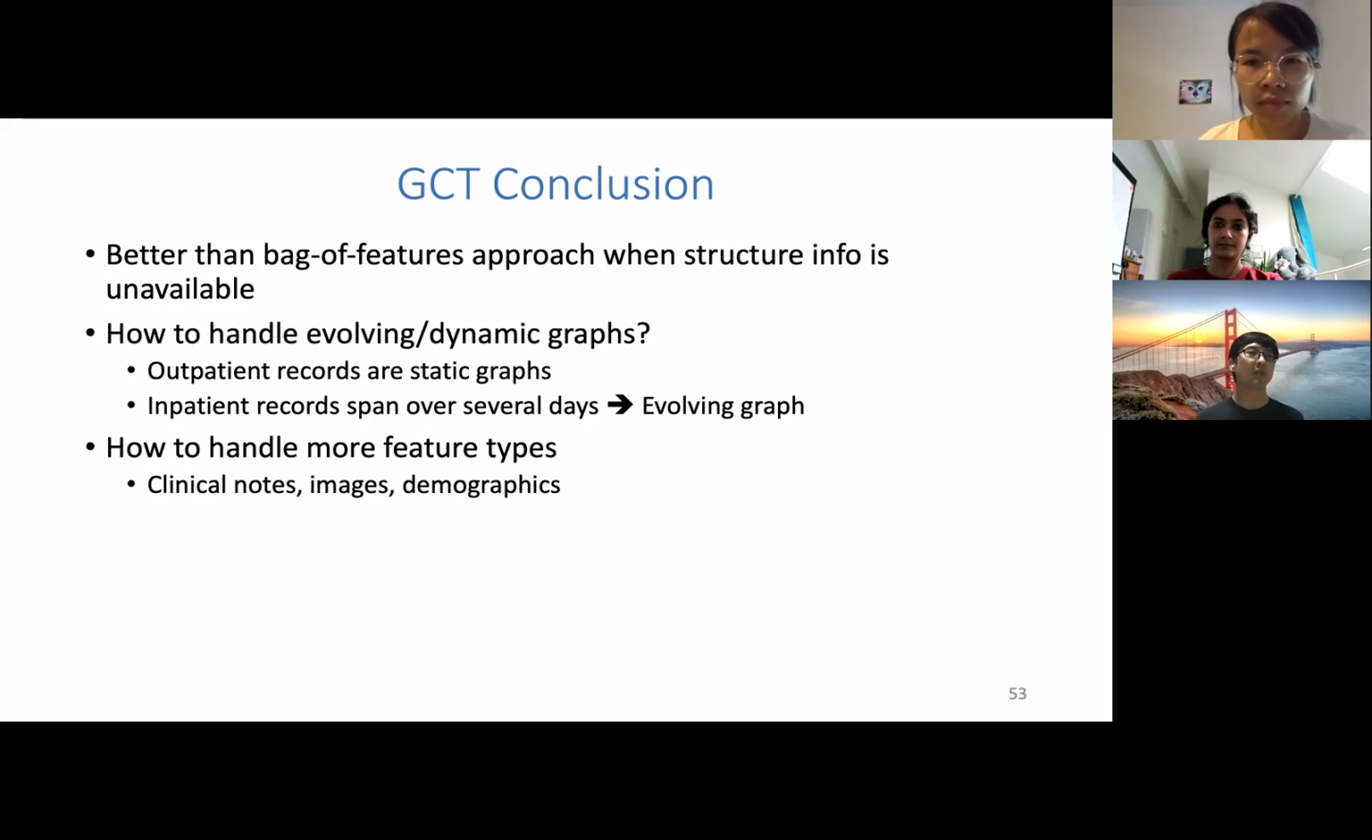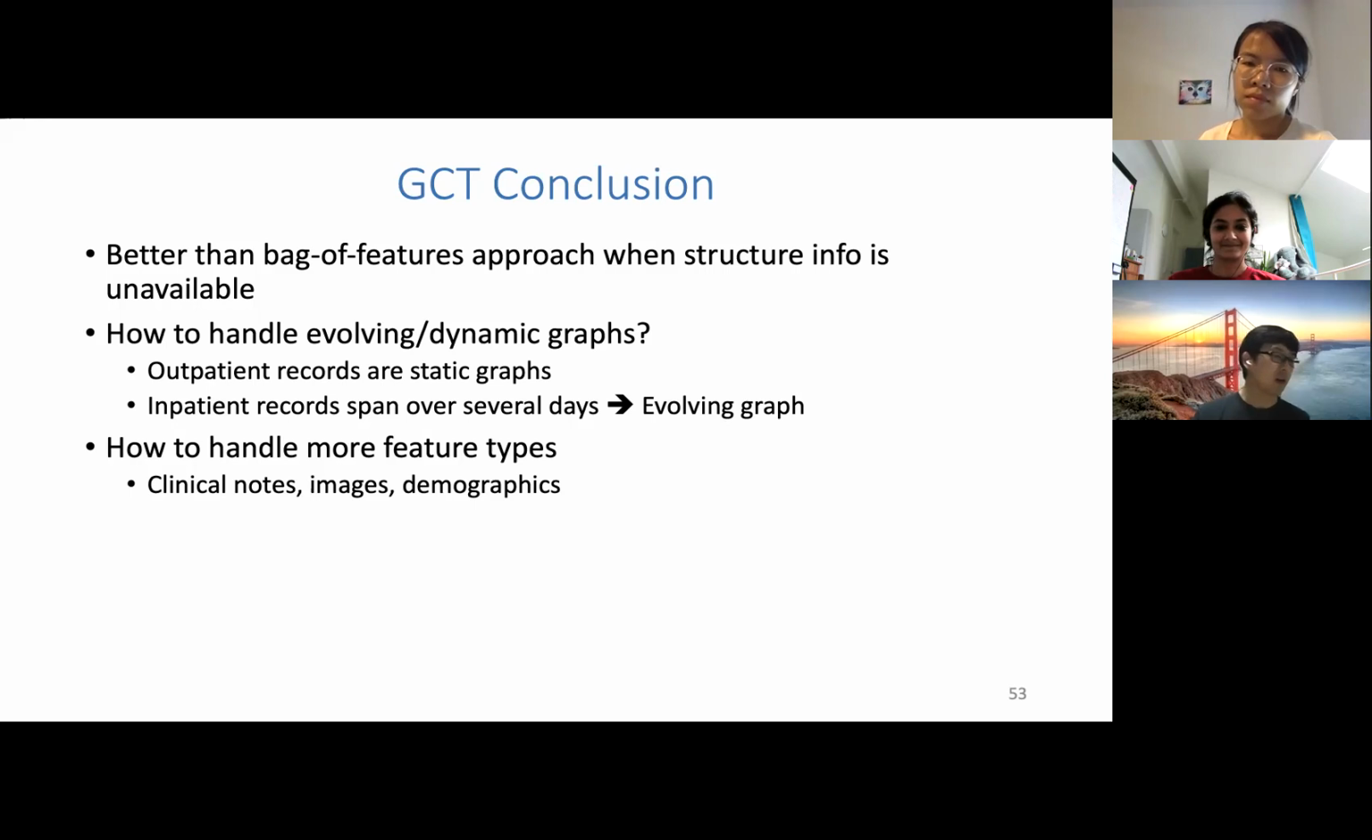So maybe we could think about what is the best way to represent a dynamically or temporally evolving graph, and how to handle even more feature types, like different modalities like images or clinical notes or spectrograms or demographic information that I introduced in the very beginning. So this is just the beginning.